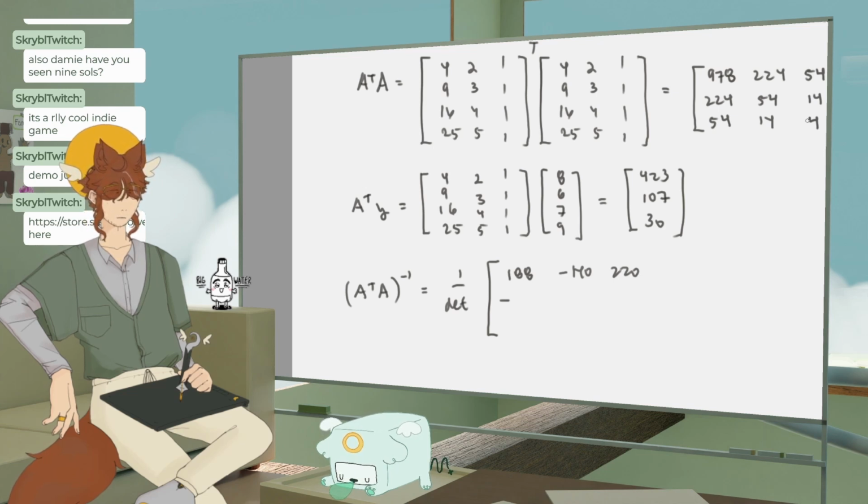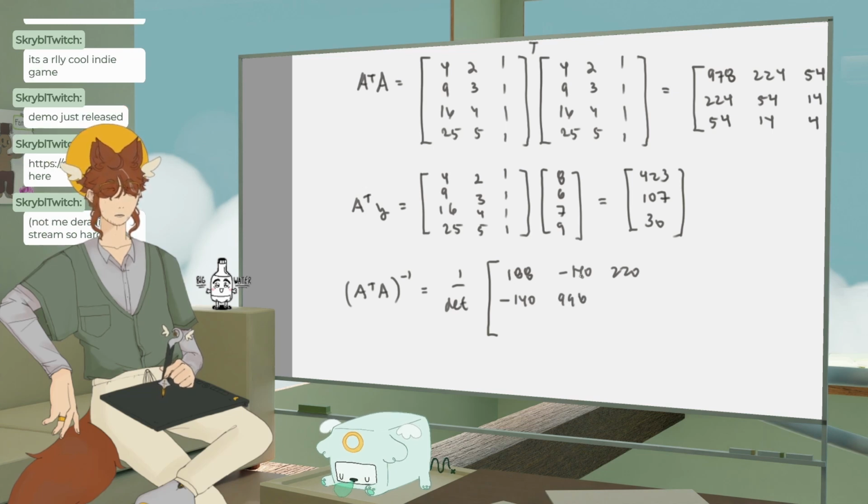Times 14. 140. Oh, it is symmetric, so I guess I could just prove to myself that it's symmetric first. 9 times 4 minus 4 times 4. 996 positive, and then times 14 minus... Why does it have to be so big? Why do the numbers have to be so huge?